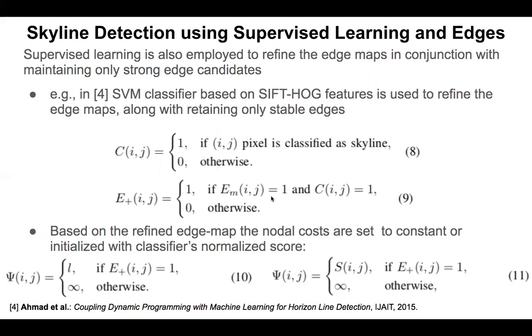In addition to that, we have also explored the maximally stable extremal edges idea, which is to say that you only retain edges which are very stable for various thresholds of, for example, Canny. Based on that, we define our edge map, and then initialize the nodal cost using either a constant value or the actual classification scores from the said classifier. These classification scores are first normalized between 0 and 1 to make them tractable.